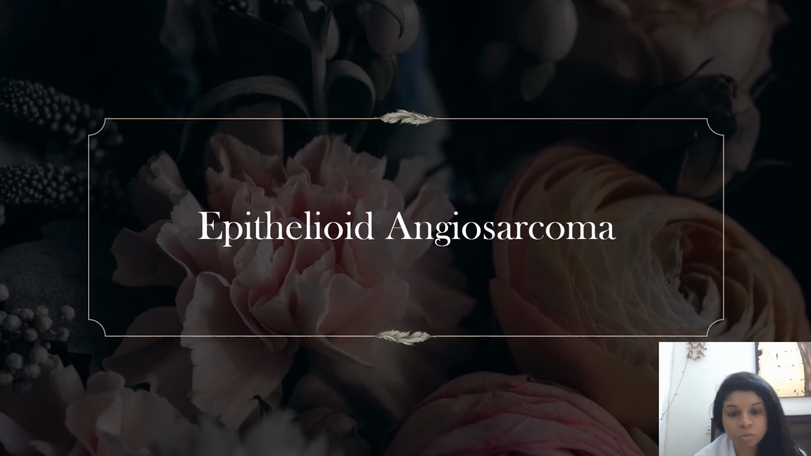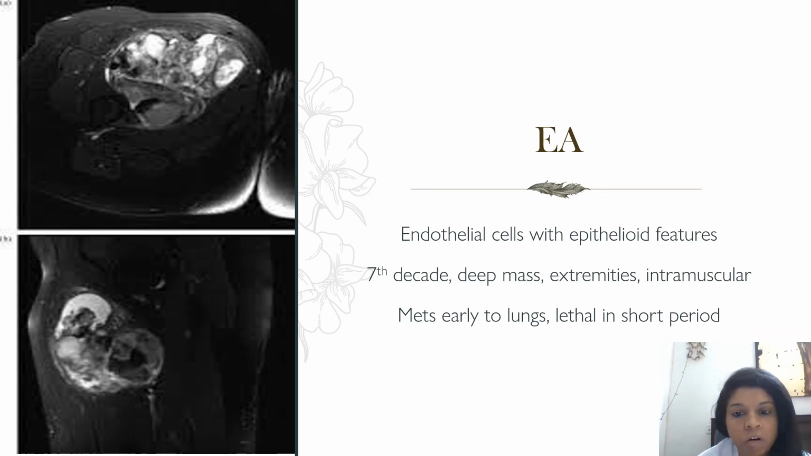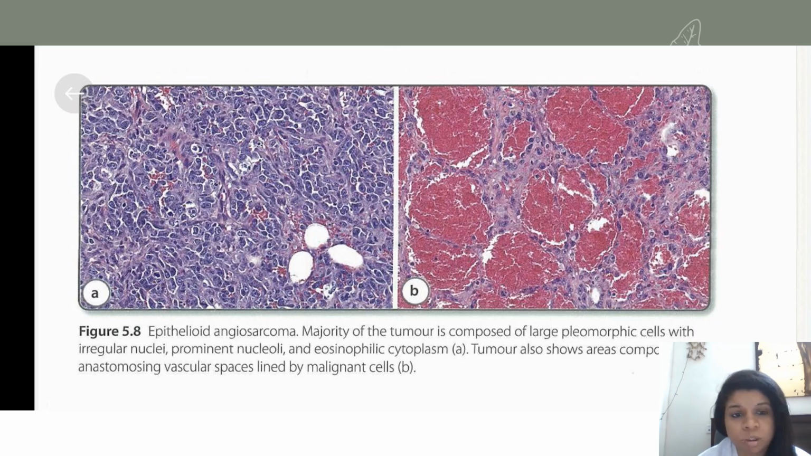Lastly, we come to epithelioid angiosarcoma, which, as the name suggests, is a vascular tumor, an angiosarcoma. So you will see vascular endothelial cells with epithelioid morphology. They are usually seen in the seventh decade, that is, in the 60s. It is a deep-seated mass in the extremities and is seen intramuscularly. They can metastasize early to lungs and it can be very lethal in a short period.